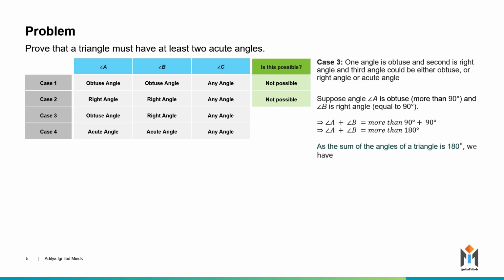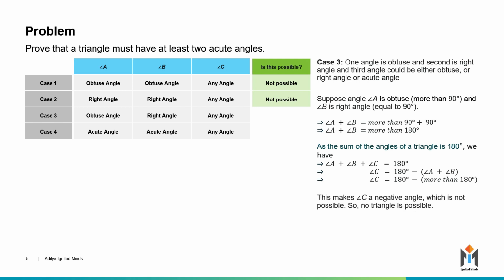So again, going by the angle sum property of a triangle, when you look for angle C, which is nothing but 180 minus the sum of A plus B, and you put that sum of A plus B into this, again what you see is that angle C is becoming a negative angle, because 180 minus more than 180 will result in a negative number. So there is no triangle possible with this negative C angle. So this case number 3 is also not possible.